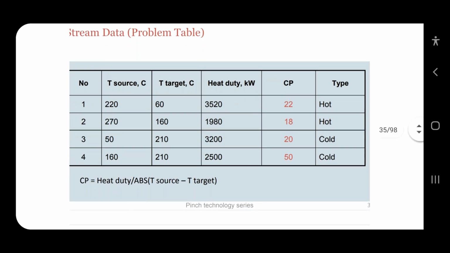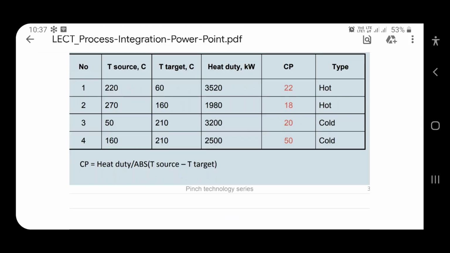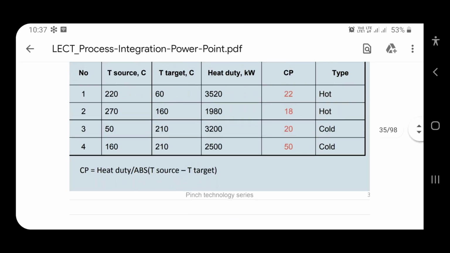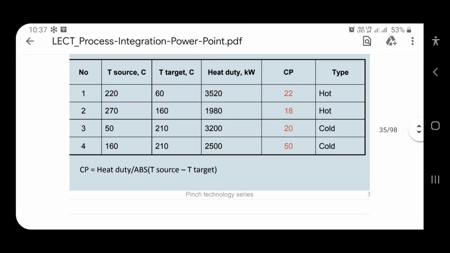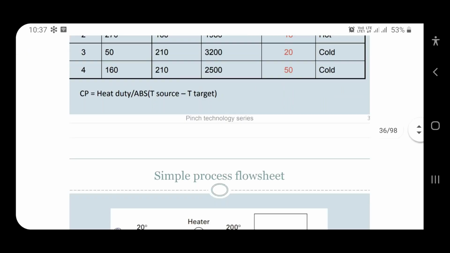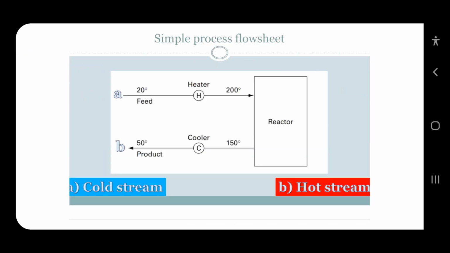So once you have the heat duty, you can easily calculate CP. But if you have CP, you can easily calculate heat duty. Okay, there is a formula for that. Q is equal to MCP delta T. You already studied in heat transfer. So these are few examples for data extraction.